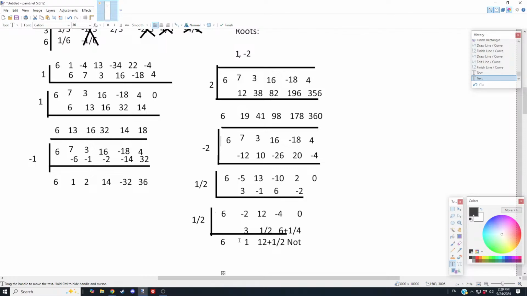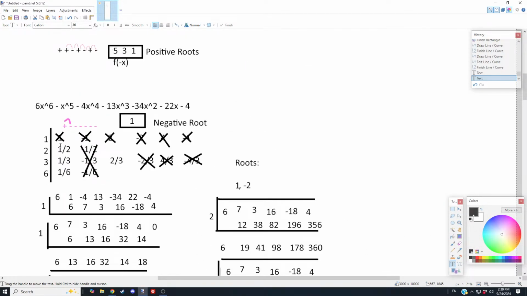We don't actually have to figure out what that number is, although it is, I guess, 2.25. All we need to know is that it's not 0, so therefore this was not a root. It was a root one time, but it's not a multiple. So go back up here, and we cross out 1/2.